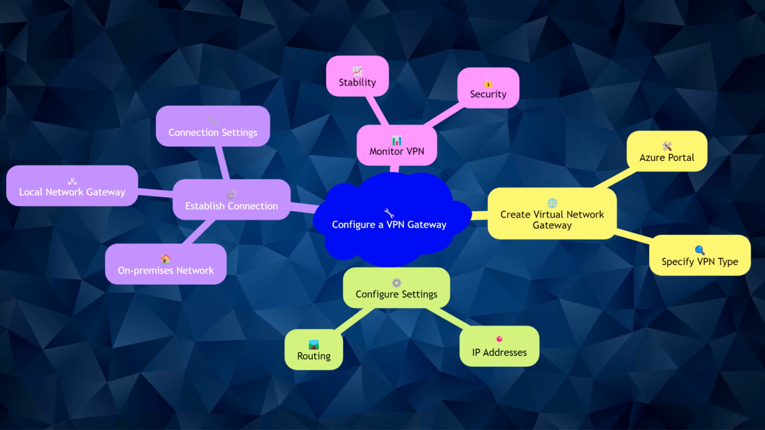To configure a VPN gateway, create a virtual network gateway in the Azure portal and specify the VPN type. Configure the necessary settings, such as IP addresses and routing. Establish a connection with your on-premises network by configuring the local network gateway and connection settings. Regularly monitor the VPN connection to ensure its stability and security.